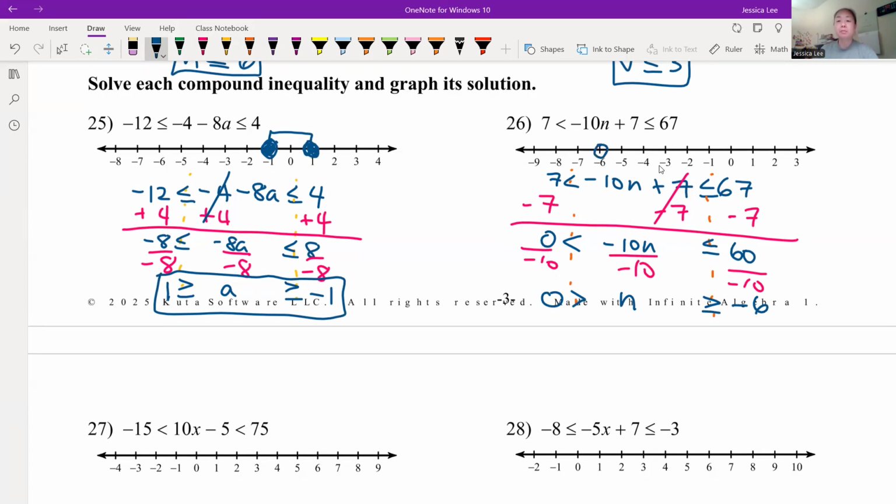We're going to go to -6 and 0. So at 0, it's an open circle. At -6, it's a closed circle. And we know it's somewhere in between there. All right. Just do a box this time. All right, 27. Here we go.